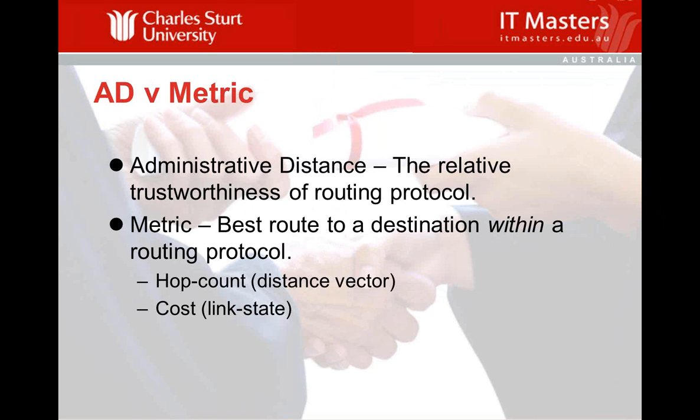I've got a question from Peter. Is admin distance effectively the same thing as a routing protocol priority? I've not heard it called that, but that would be a good assimilation. It's basically the trustworthiness of it. And you'll see in the next couple of slides, there's a table with the values on it, and you'll basically see that it could effectively be called a priority.